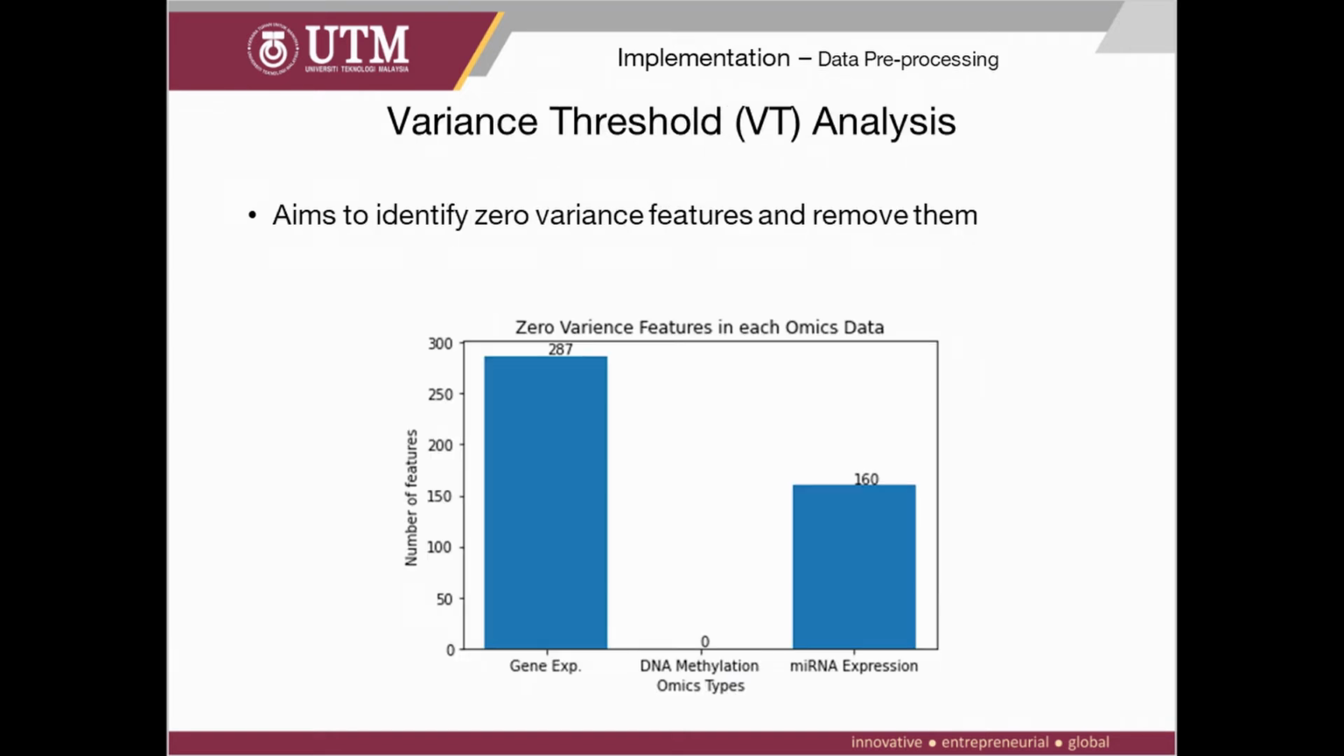As mentioned previously, the variance threshold analysis or the VT analysis is carried out to check and remove the zero variance features. From the analysis, it is found out that there are 287 and 160 zero variance features from gene expression and miRNA expression respectively. The DNA methylation expression data does not contain any zero variance features. These zero variance features are then removed.